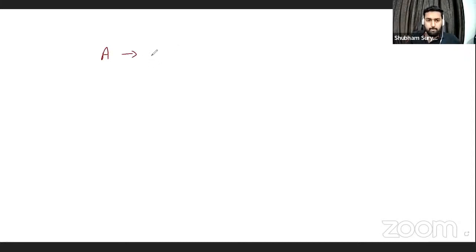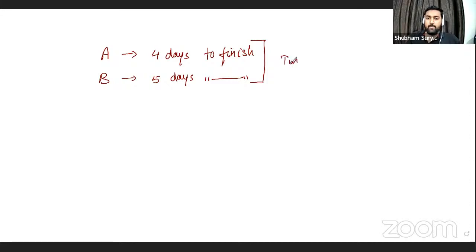let's say there's a person A who does a certain amount of work and he takes 4 days to finish the work. Okay, the person A takes 4 days to finish the work and there's a person B who takes 5 days to finish the same work. Now if they ask you how much time will be required to finish the work if they work together. Okay, so you know how to solve these kind of questions, right?